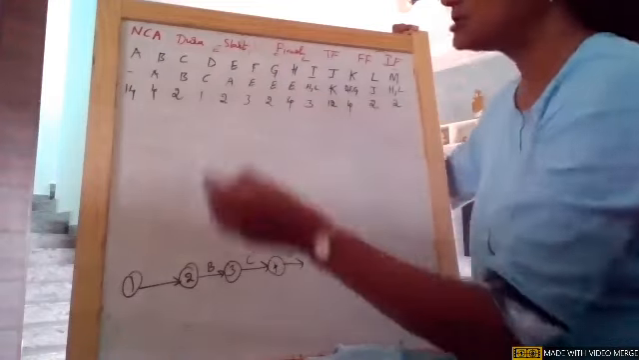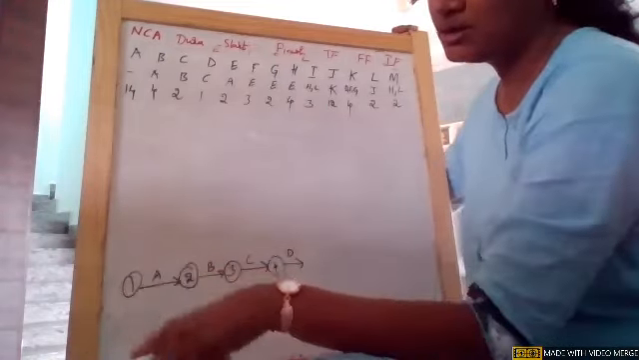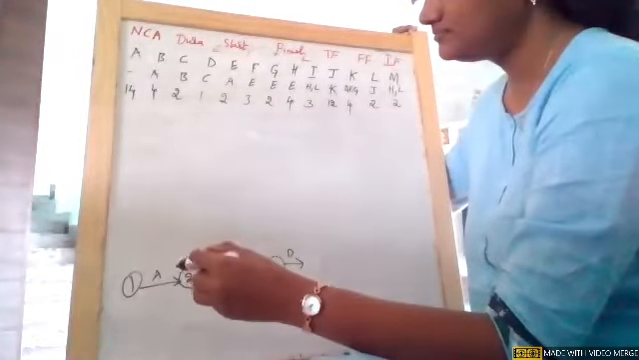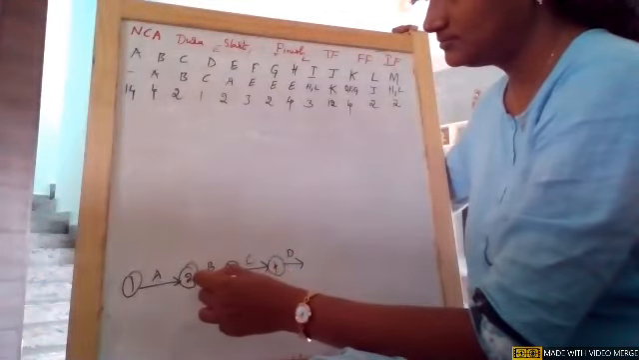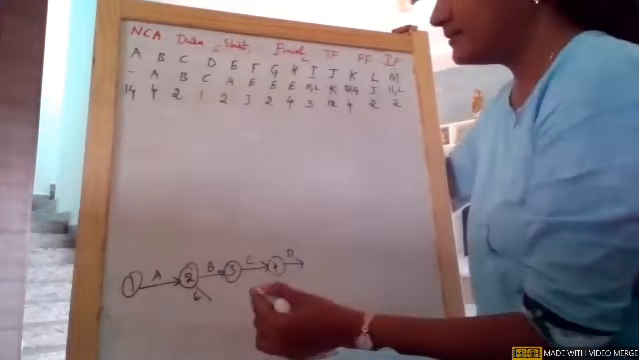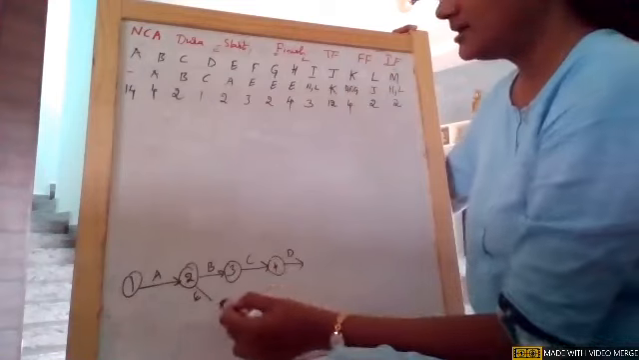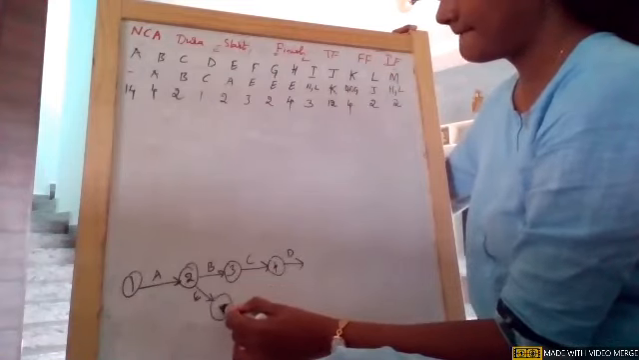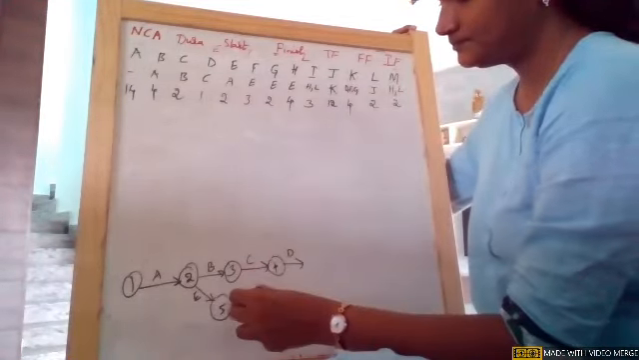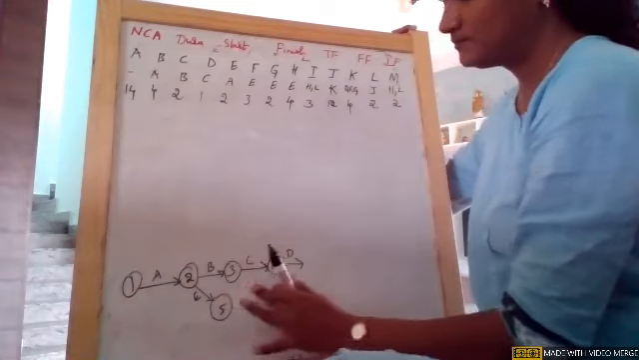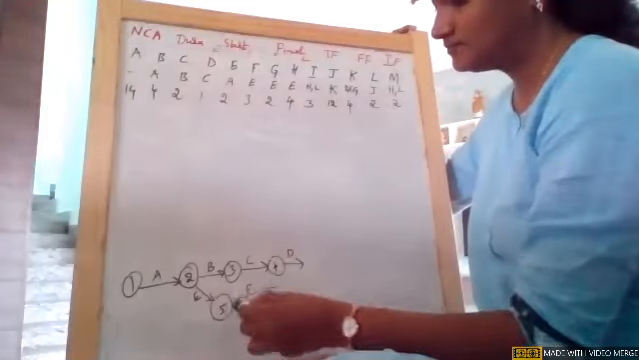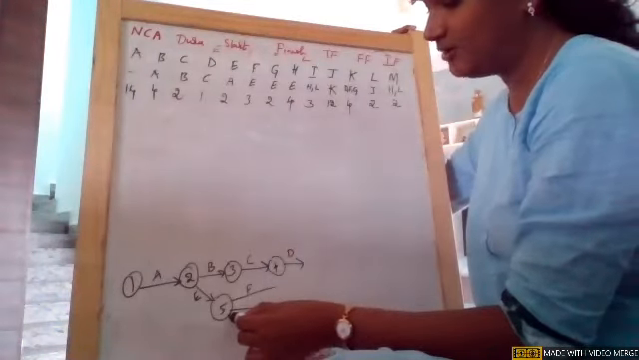Okay, and A is also giving rise to E. E is giving rise to F, G, and H. Girls, are you following the network? Yes, ma'am. Any doubt, you just interrupt me.